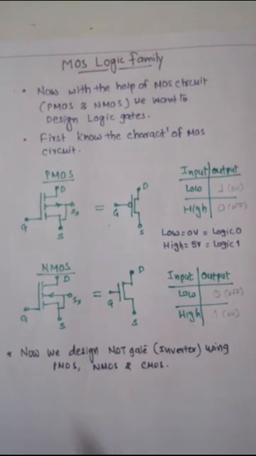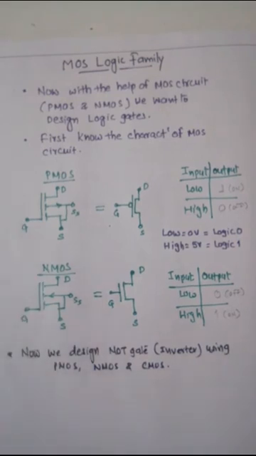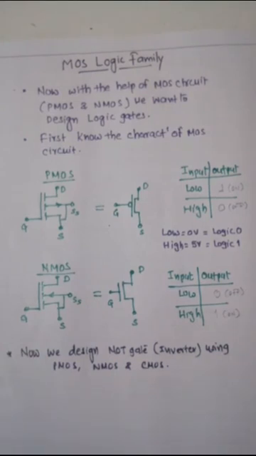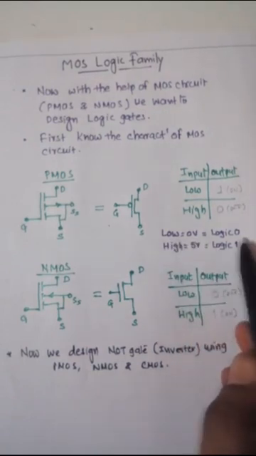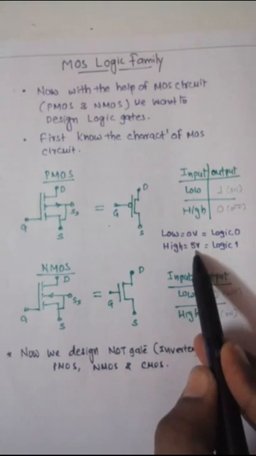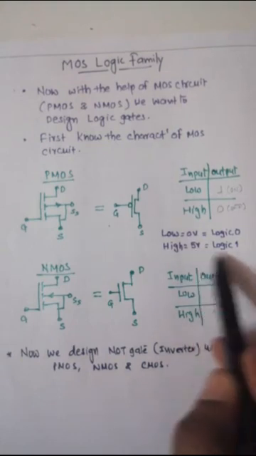Here is the MOS Logic Family. With the help of MOS circuits, PMOS and NMOS, we want to design logic gates. So first we have to know the characteristics of the MOS circuit. It means how the PMOS and the NMOS will behave when the input voltage is low or high. Suppose 0 volt means logic 0, and if 5 volt or 12 volt DC is applied, it is called logic 1.